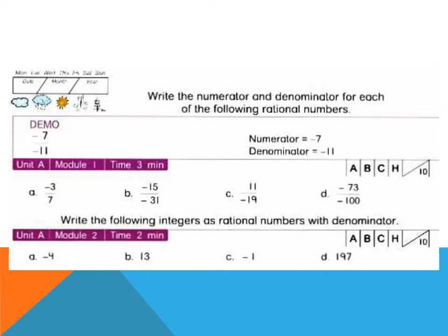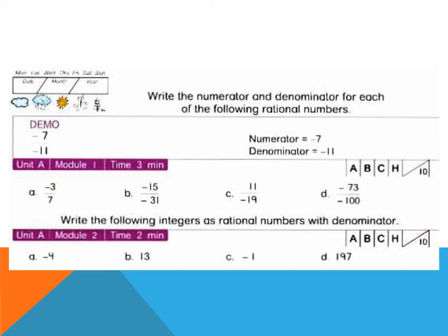Now let us get on to the modules. In module number 1, the question is: write the numerator and denominator for each of the following rational numbers. This is simple. You have done this in the fraction part also. Look at the demo. In the demo, the question is minus 7 by minus 11. So the answer will be numerator equal to minus 7, denominator equal to minus 11.